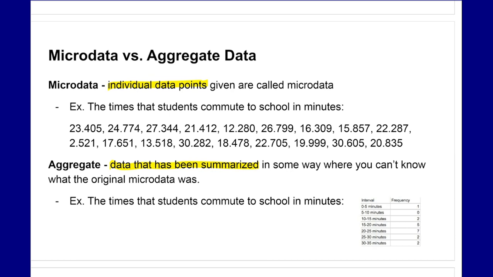Aggregate, I don't know the original data. It's been summarized. I don't see every single point. Microdata, I can see every single point. Right? I can see every specific value. So that's the difference between the two.